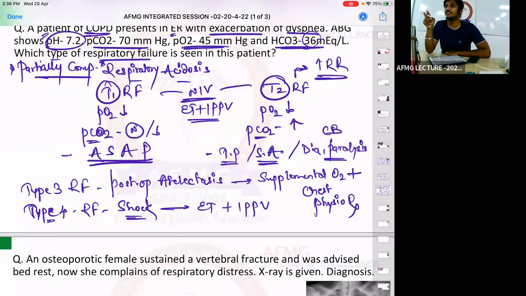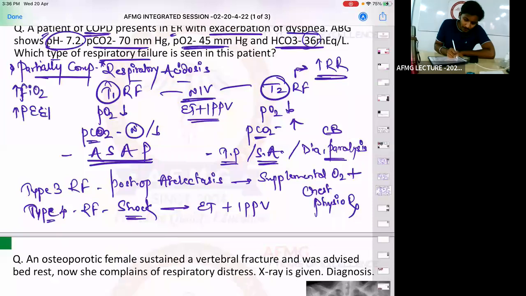Whereas in type 1 respiratory failure, which parameters can be increased? We will increase oxygen delivery, so we will increase FiO2. The second parameter which can be increased is PEEP, positive end expiratory pressure. That will keep the alveoli open, and if alveoli are open for more time, oxygenation would be better. So remember, in cases of type 1 respiratory failure, what should be increased? FiO2 and PEEP.